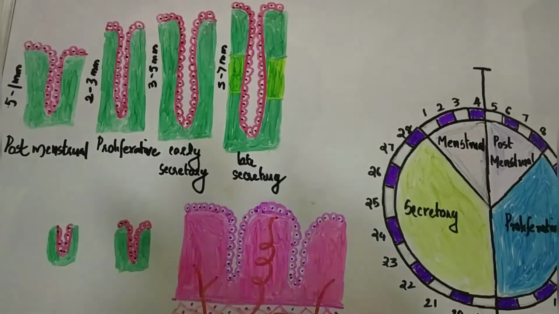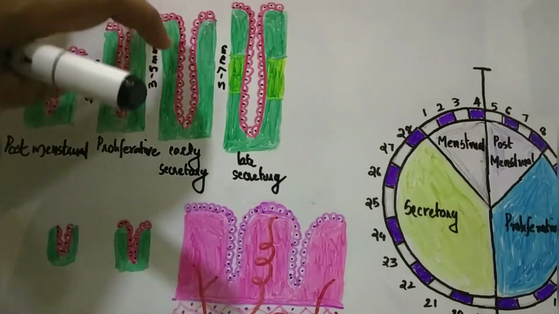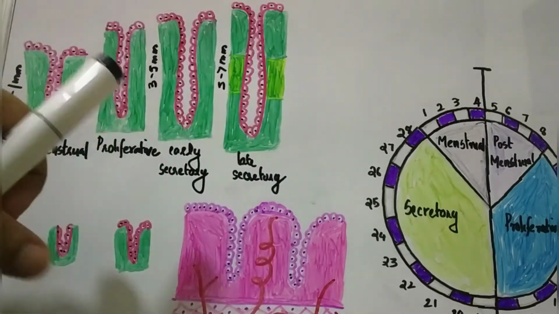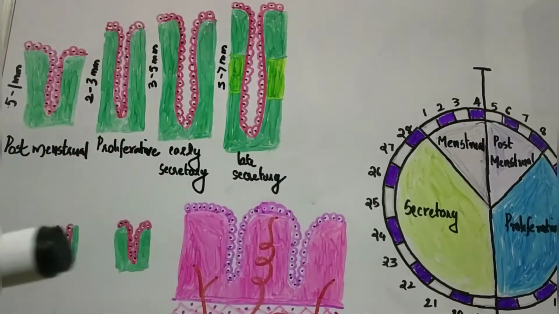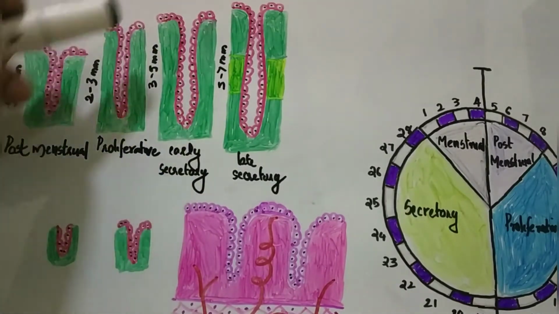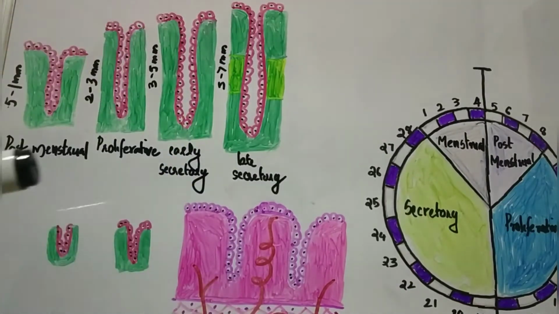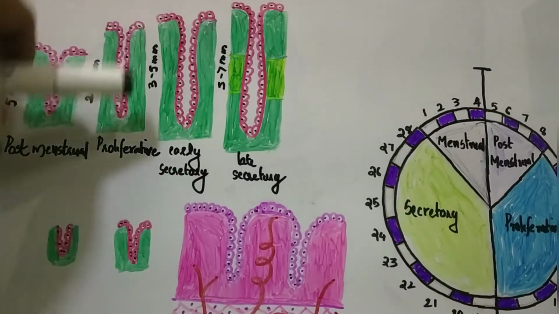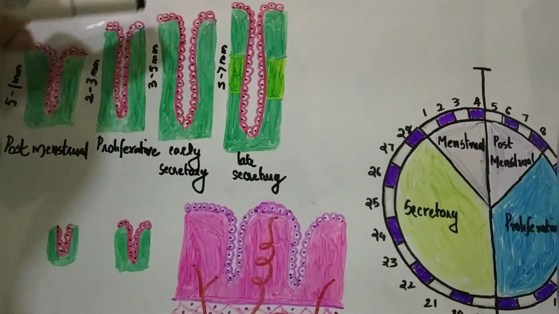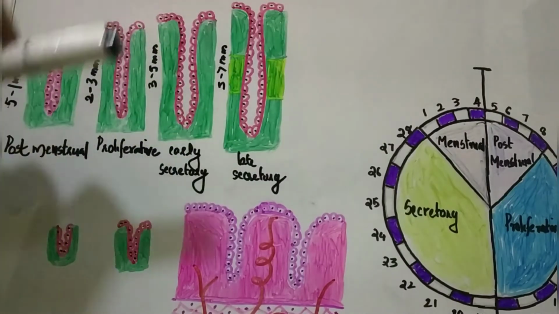During the proliferative phase, the thickness of the endometrium increases. This is due to the action of the estrogen secreted by the ovarian follicle. The growing follicle secretes estrogen, and this results in the proliferation of the endometrium. So the thickness of the endometrium increases. It reaches 2 to 3 mm in thickness, and the uterine glands also start growing.